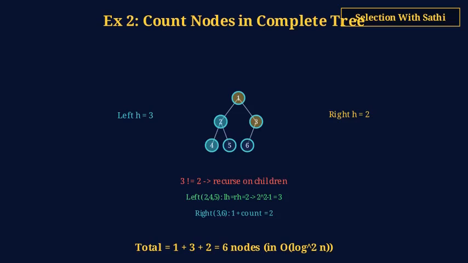At node 3, left height 2 by going 3, 6. Right height 1 by just 3. Not equal, recurse. Node 6, left height 1, right height 1. Equal, count is 1. Right of 3 is none, count is 0. Total, 1 plus 3 plus 1 plus 1 plus 0 equals 6. We only computed heights a few times instead of visiting all 6 nodes.